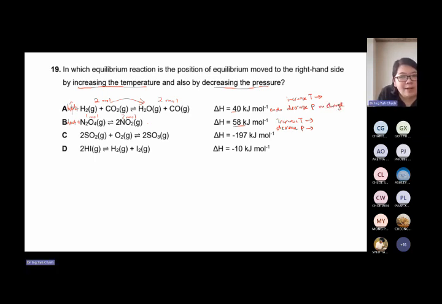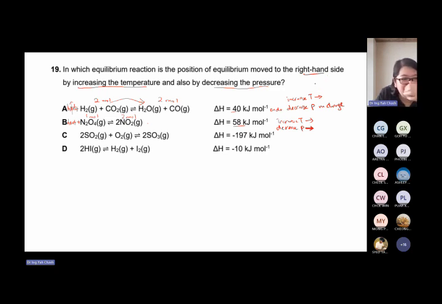Now decreasing the pressure will make the equilibrium shift to favor the reaction that will produce more moles of gas. So shifting to the right hand side, because the right hand side has more moles of gas. Okay, right hand side. So both also to the right hand side. That is why the answer is B.